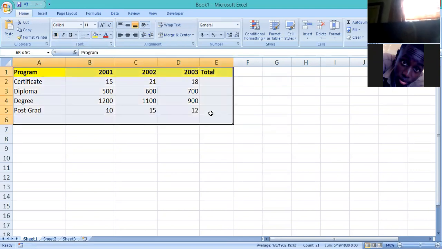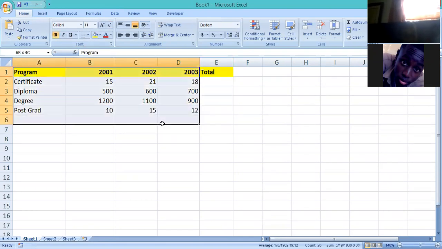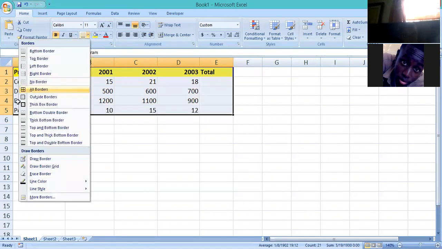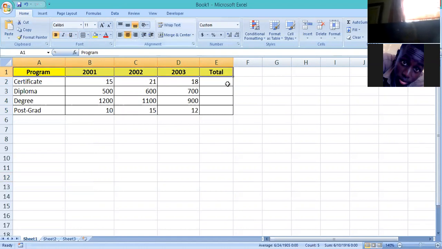I'm going to also border while I'm waiting. So you just highlight everything. Look for this icon right here beside the underline, this one. Click on the little arrow and you choose all borders. So notice it has the borders around it now. Let me center these as well. I'm just buying time for those who are typing.